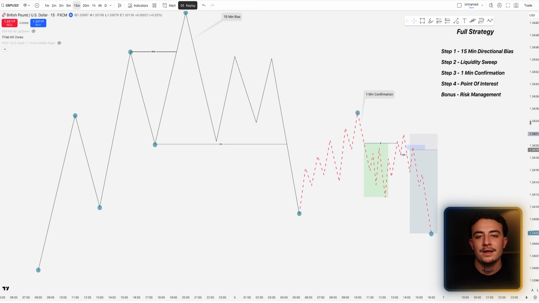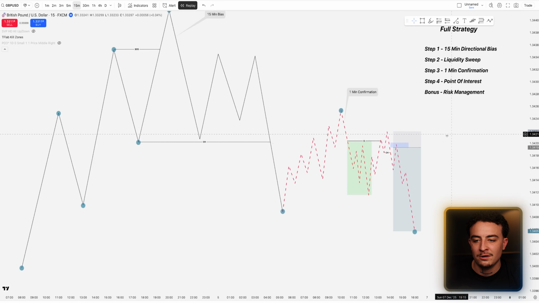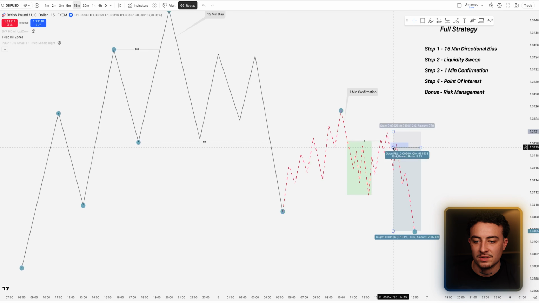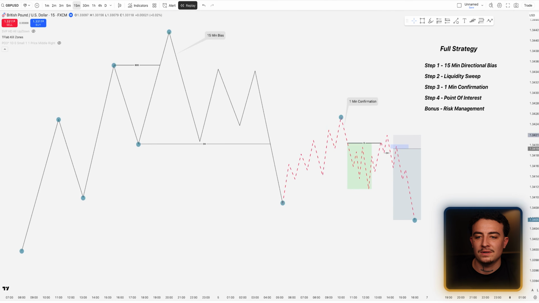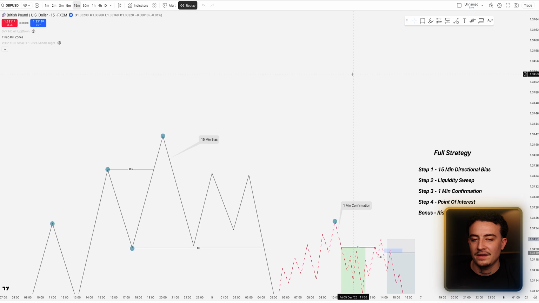Now for me, in this situation, my point of interest was an inverted fair value gap. Then what do you do? You mark your inverted fair value gap. You take your entry from the start. You make sure you're covering the high. And then you target the low. Then what I'll do is let me just walk you through exactly how to understand what the inverted fair value gap is. And then I'm going to take you through the full trade on the live market so that you have a full understanding of how this works.